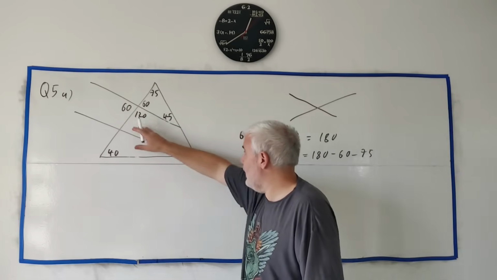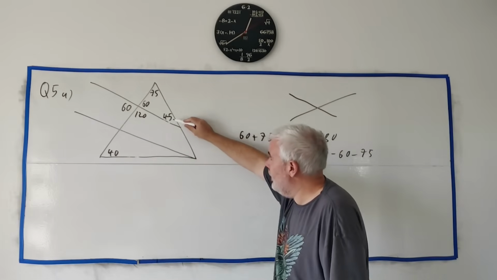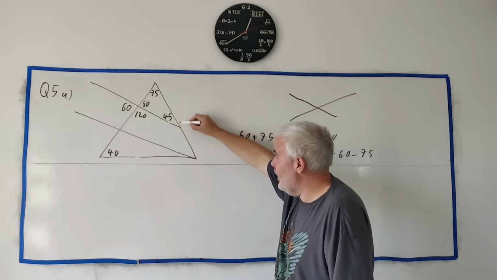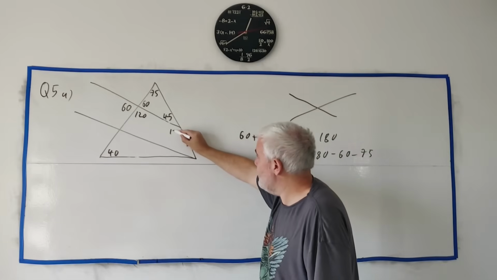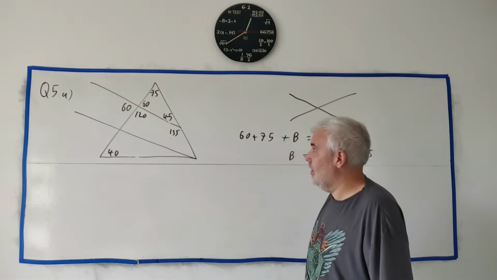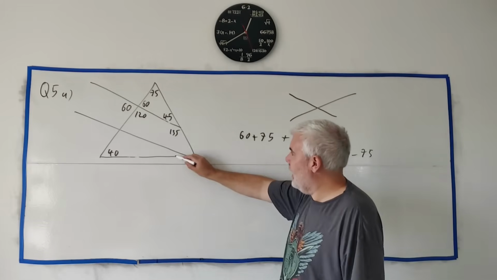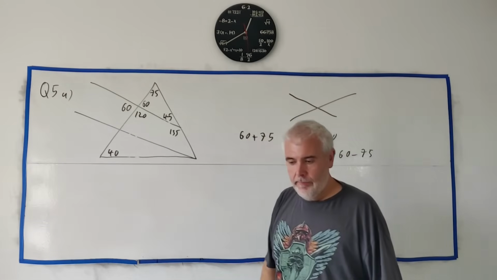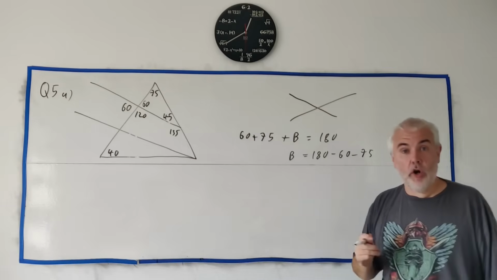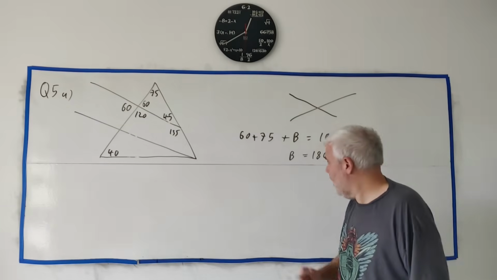This isn't a triangle. Oh, we could get this angle here. If this is 45, it's on a straight line, so this must be 135. To get any of the angles down here takes a leap that we haven't done. We're going to have to use these parallel lines.